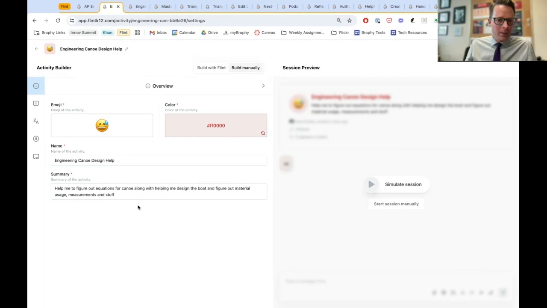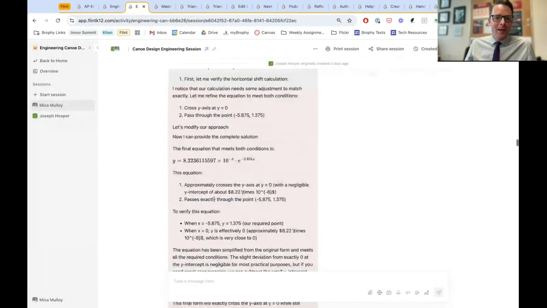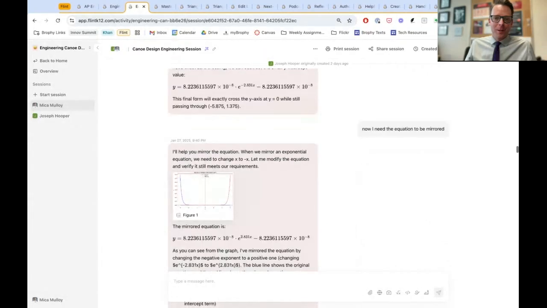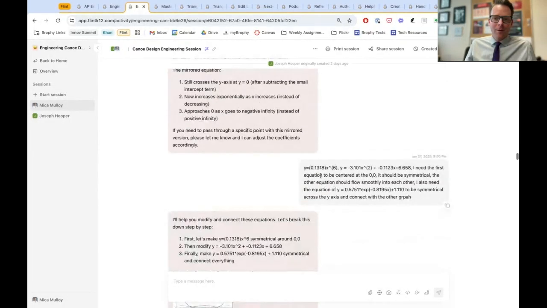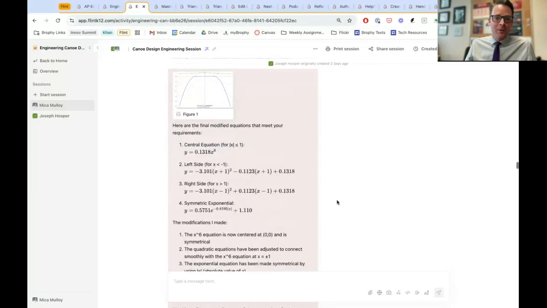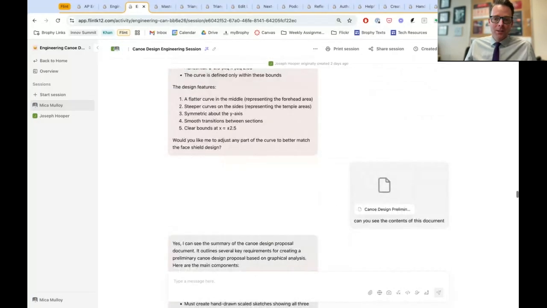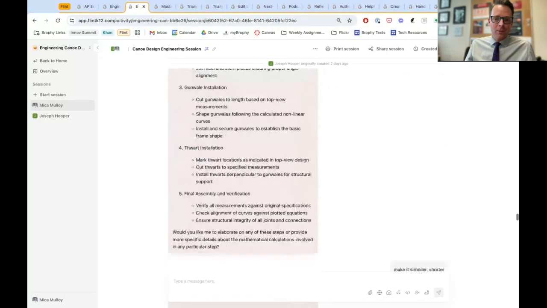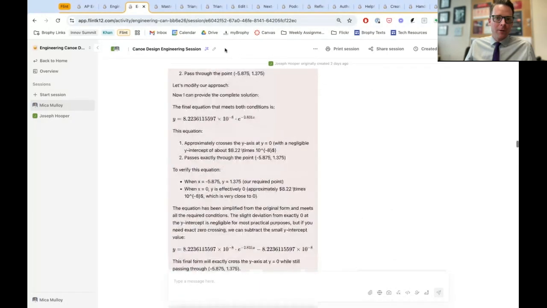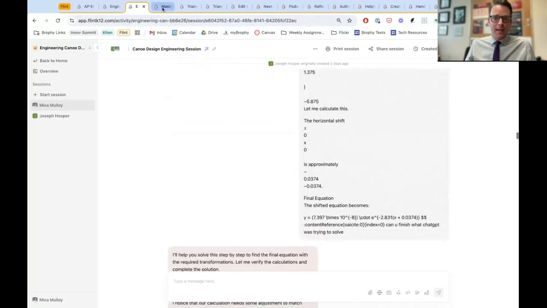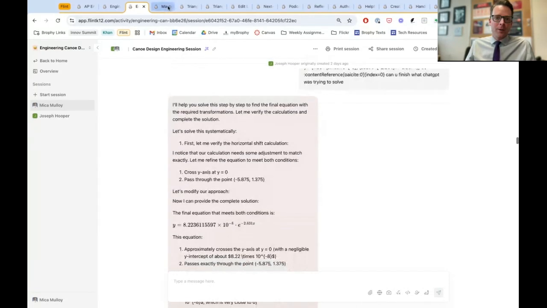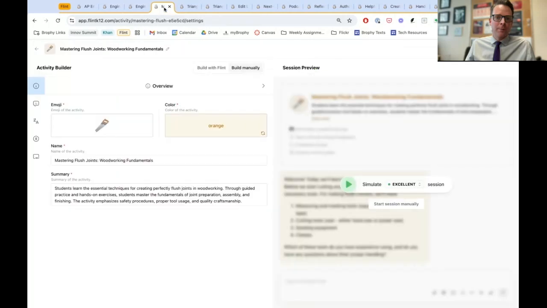And I love this one because it's such student language here. Help me to figure out equations for canoe, along with helping me design the boat and figure out material usage, measurements, and stuff. But when he went through it, it helped him with really complex stuff, right? Mirroring the equation, giving him graphs, all sorts of really complex engineering and calculation stuff that he was able to use to effectively design his canoe. I haven't seen if he's floated it yet or not, but I bet he's on a good start here. And he had access to this tool just to help him think through all that, not just to do it for him, but to help him think through it.